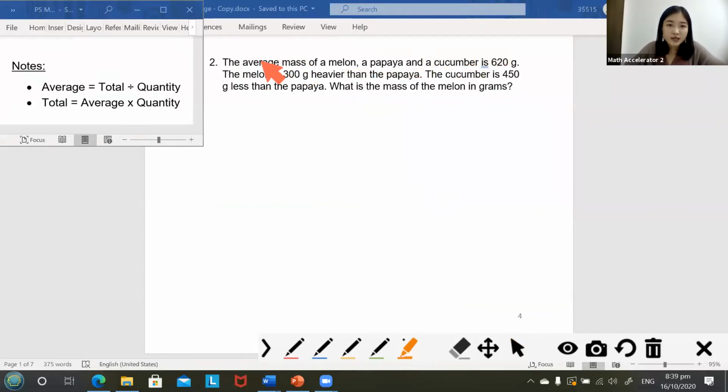So the average mass of a melon, papaya, and a cucumber is 620 grams. Is the average. The melon is 300 grams heavier than the papaya. The cucumber is 450 grams less than the papaya. What is the mass of the melon in grams?